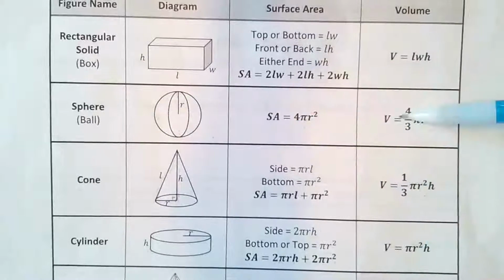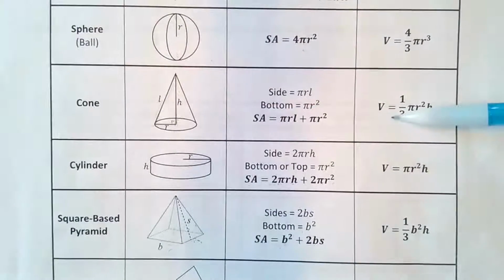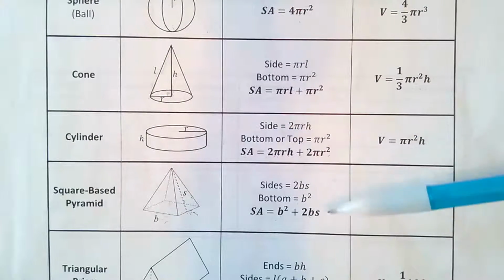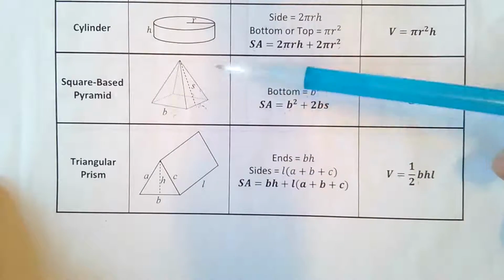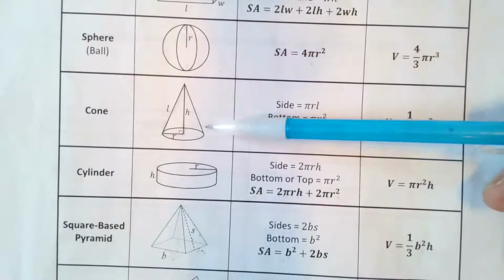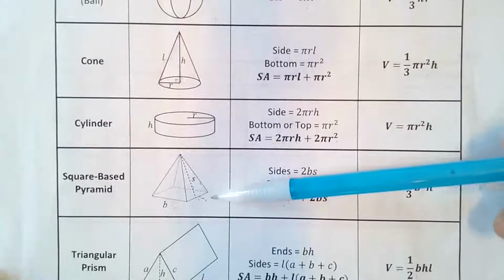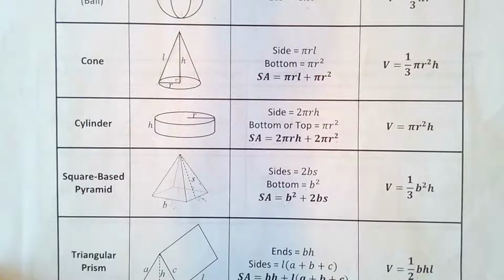Here you have a sphere, surface area and volume, cone. In the previous lesson we looked at cylinders and triangular prisms. So today we'll be looking at rectangular solids, spheres, cones, and pyramids. In this case, we're looking at a square pyramid.